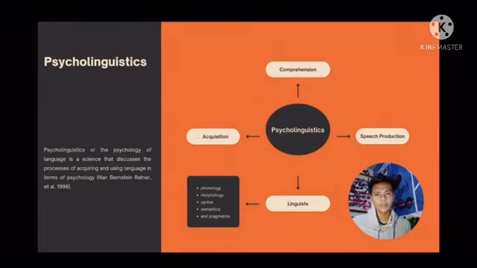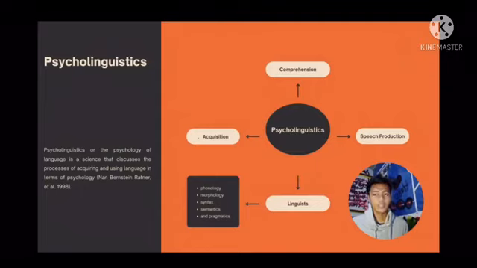And then speech production. What is speech production? Speech production is learning how people produce language. And then the last is acquisition. Acquisition is learning how people learn language.